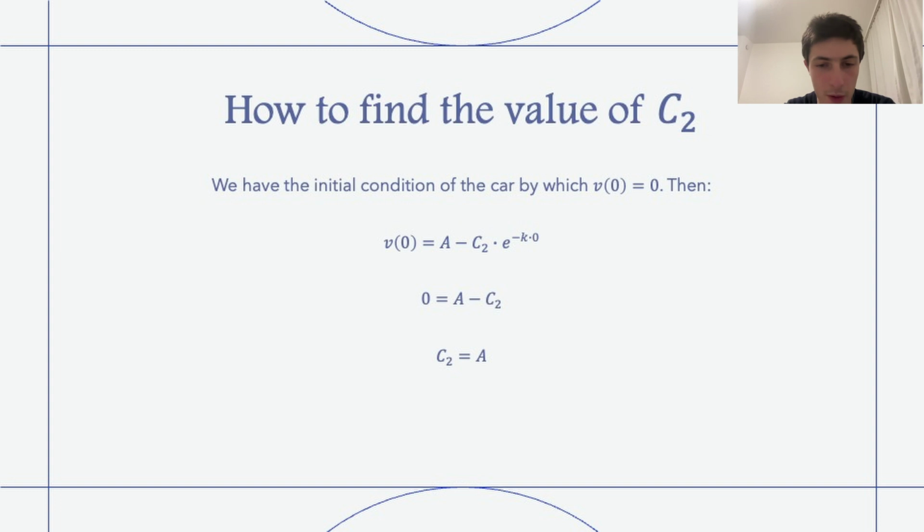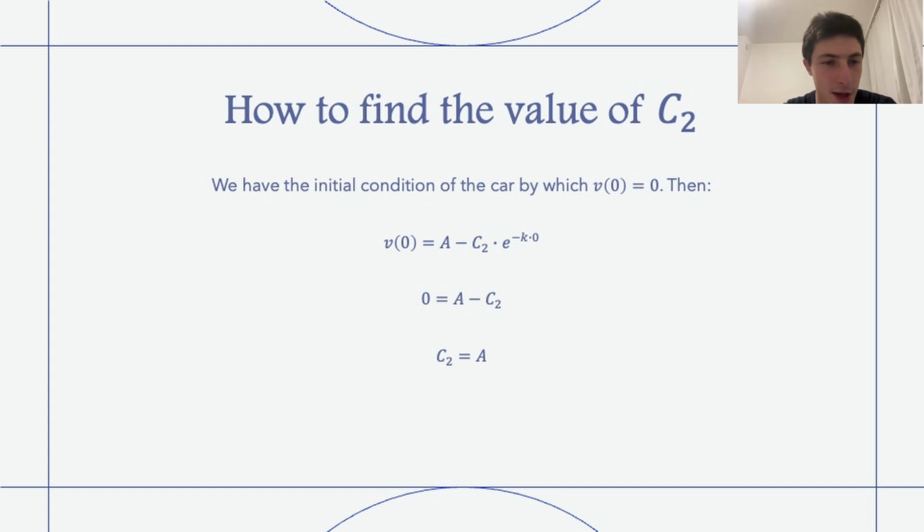Now we will also want to find the value of c2, and we can do this by knowing the initial condition. So without an initial condition, we wouldn't be able to find this. But since we do know it, at time 0 our car is stationary, so velocity is also 0. This is our initial condition. And so we can apply that for v0, you get 0, and you can apply for the time 0.